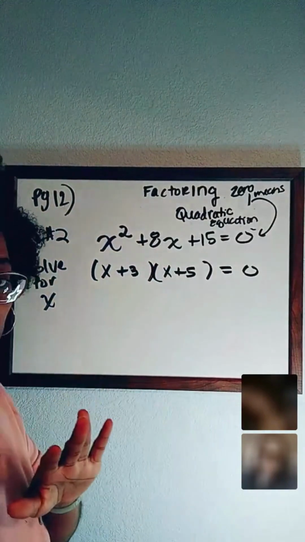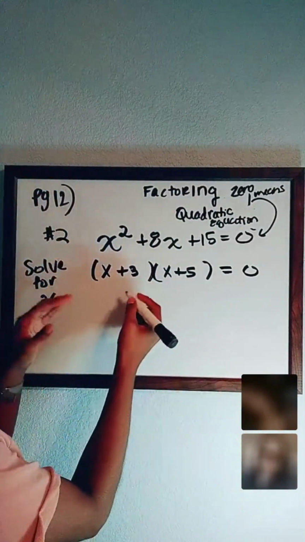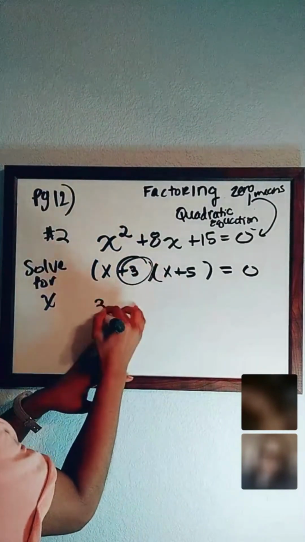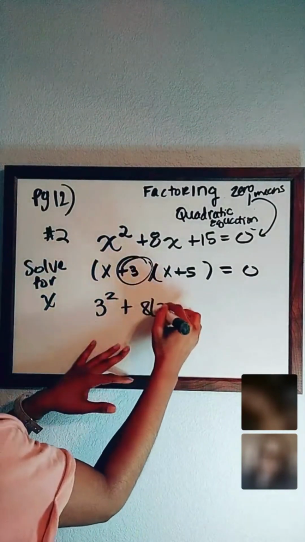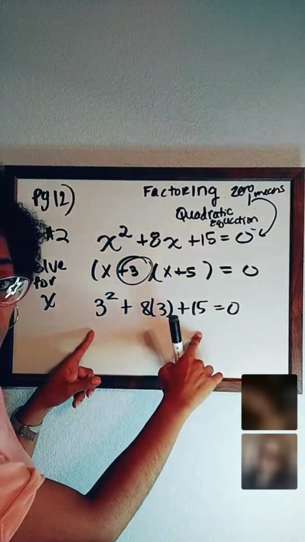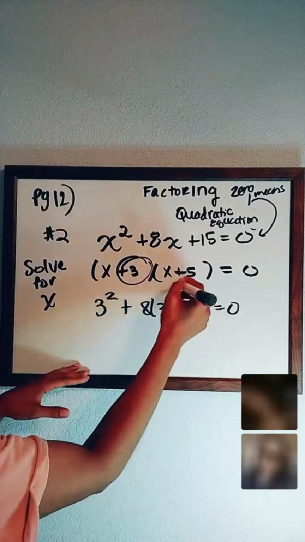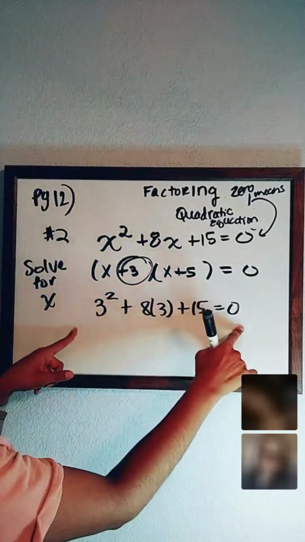If that was too much for you and you're not even trying to deal with all of that, I want you to go back and take this first number and go 3 squared plus 8 times 3 plus 15 is equal to 0. I want you to solve it and see if it works. Then I want you to go back and take that 5 and put it in there just like that and see if it works.